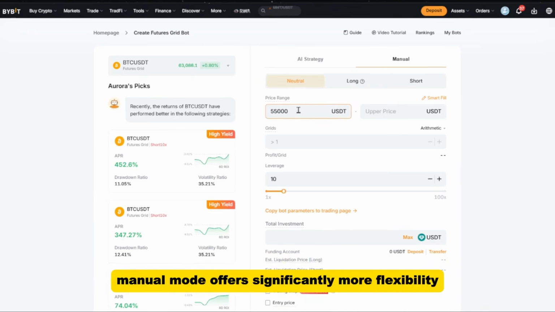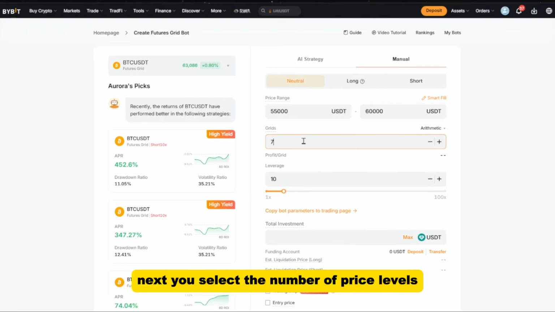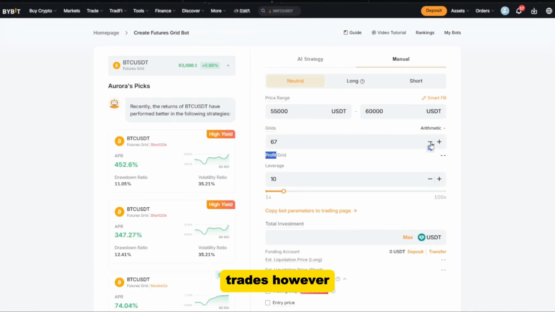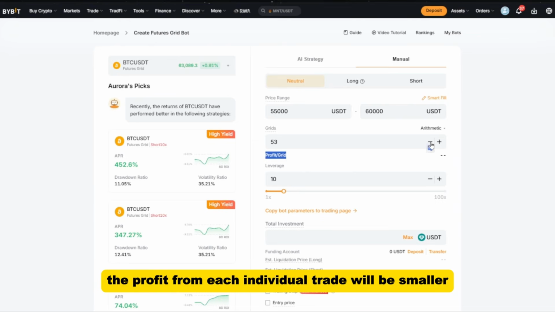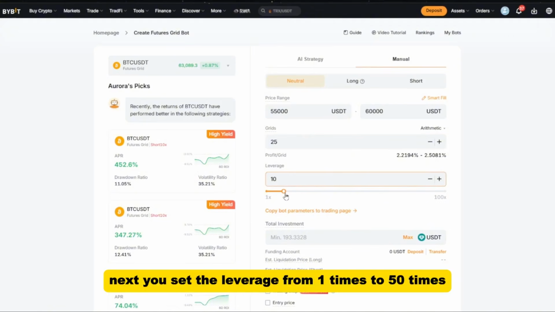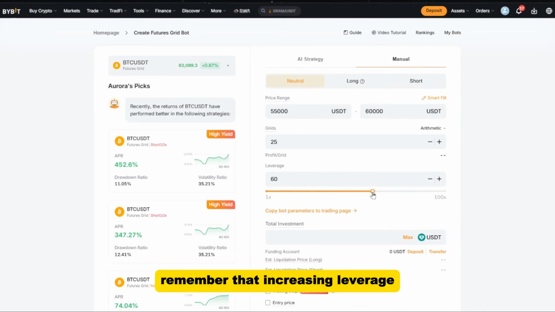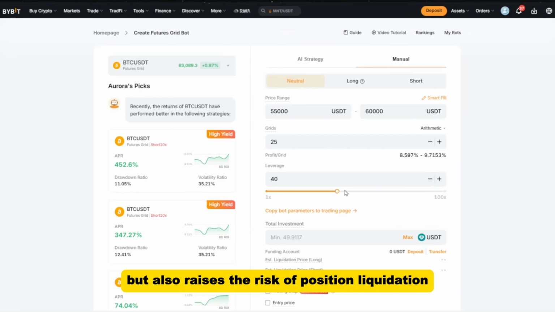Manual mode offers significantly more flexibility. Here, you manually set the upper and lower limits of the price range within which the bot will open trades. Next, you select the number of price levels. The more levels there are, the more frequently the bot will be able to execute trades. However, the profit from each individual trade will be smaller. On Bybit, you can set between 200 and 400 price levels. Next, you set the leverage from 1 times to 50 times. Remember that increasing leverage not only boosts potential profits, but also raises the risk of position liquidation.